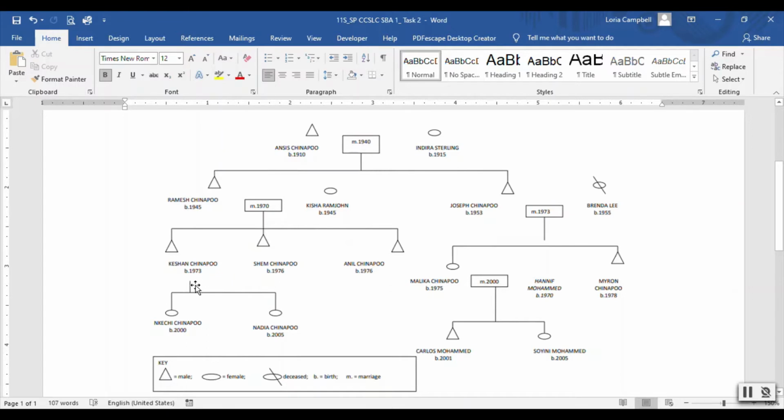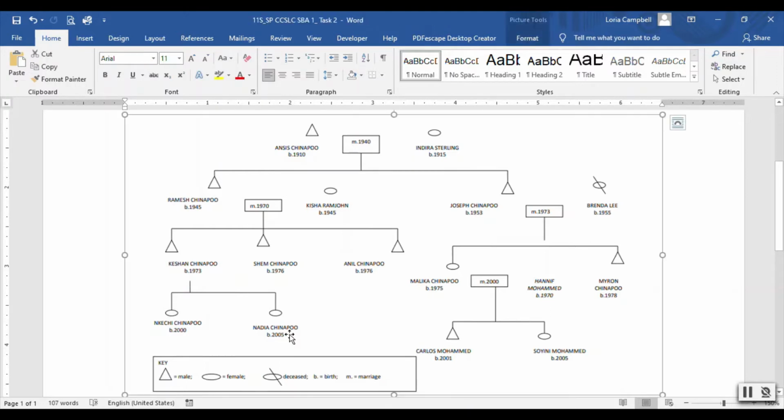From their 3 children, for 2 we don't see where they got married, at least not up to the point of the family tree. And we don't see where they have any offspring because we don't see any line going down from them, and we don't see any box in between them and somebody else. Now Keishan was the only one who had children. We don't see where he got married, but he had 2 children, Nekishi and Nadia Chinapu. We're not seeing who Keishan got married to, but that's not necessary for what we're going to answer.